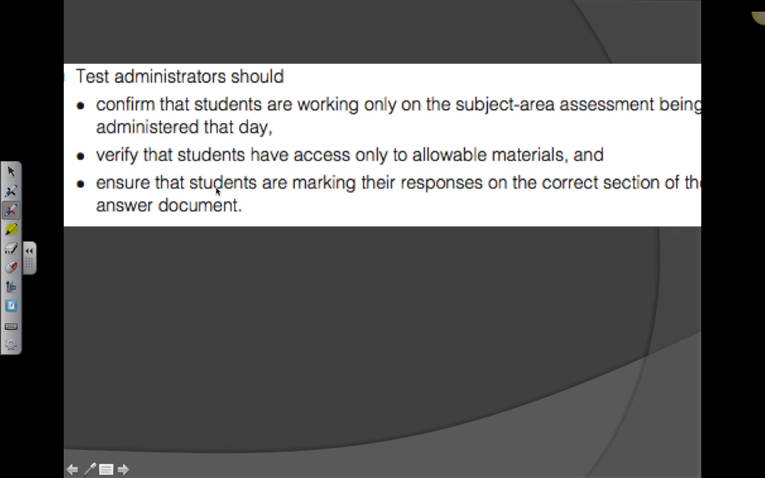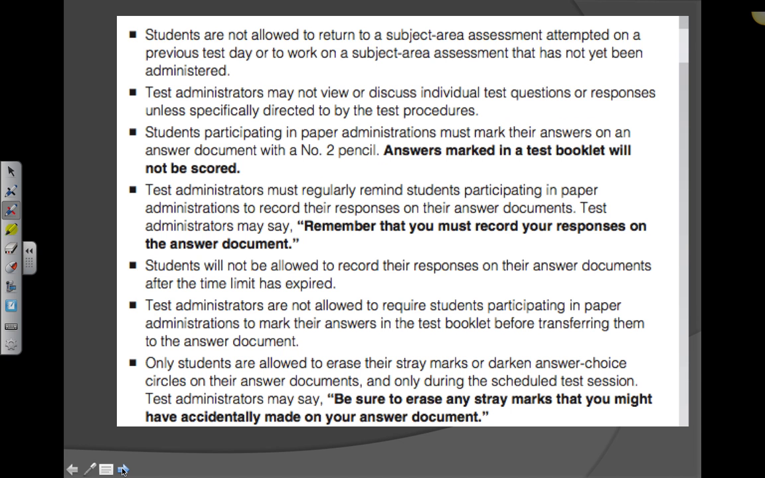These are all things that we discussed as far as making sure that you verify that students have access only to the allowable materials and ensure that they're in the correct part of their answer document or their test booklet. Students are not allowed to return to any section that they've worked on the previous day. You're not able to discuss individual test questions with them.